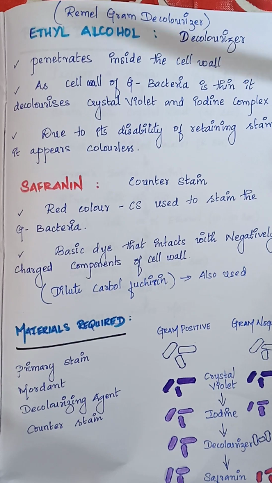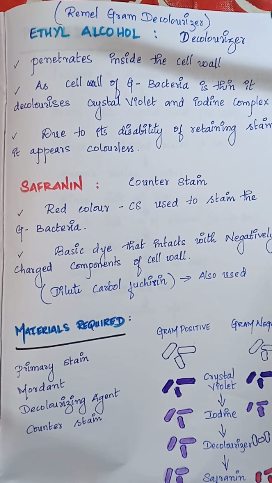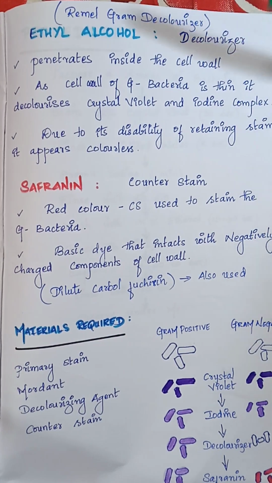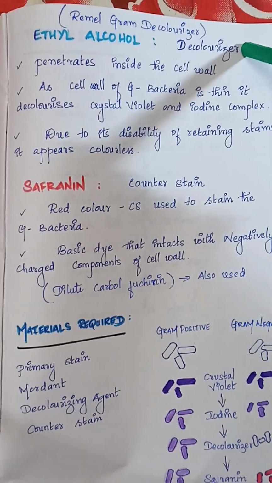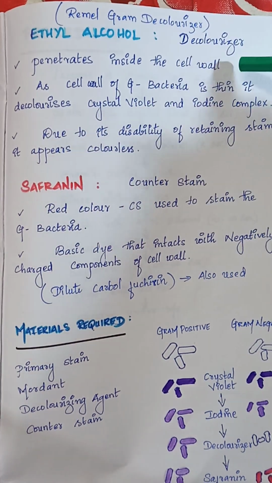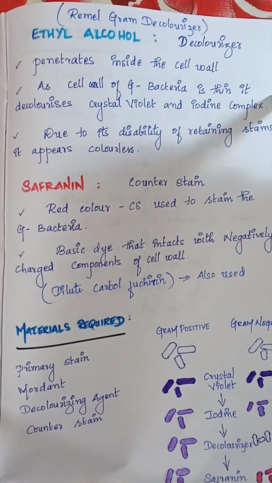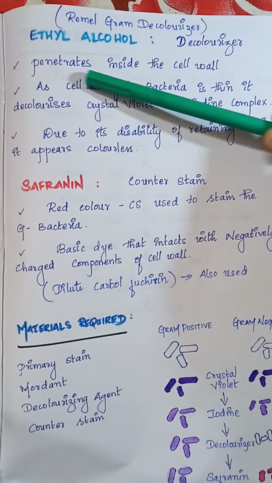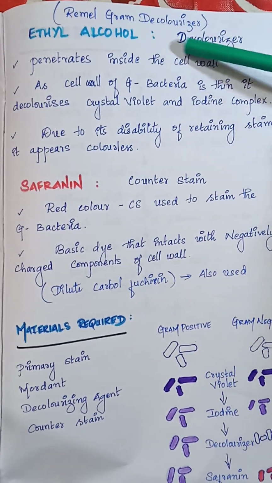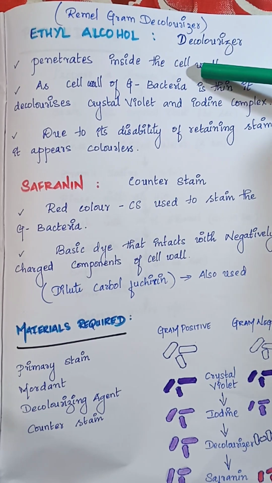In the case of gram-negative bacteria, the peptidoglycan layer is very thin, so the alcohol gets into the peptidoglycan layer and just decolorizes the cell wall, decolorizing the crystal violet. So that is what is said here. It penetrates deep inside the cell wall. This alcohol will penetrate deep inside the cell wall.